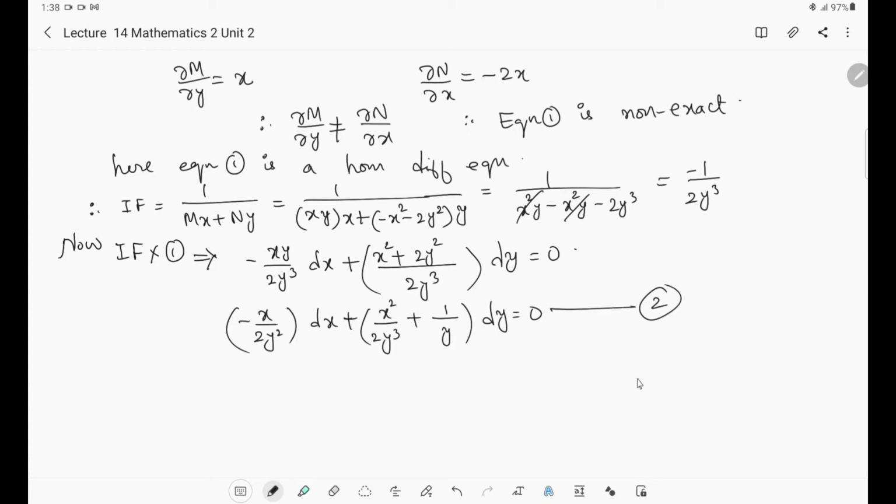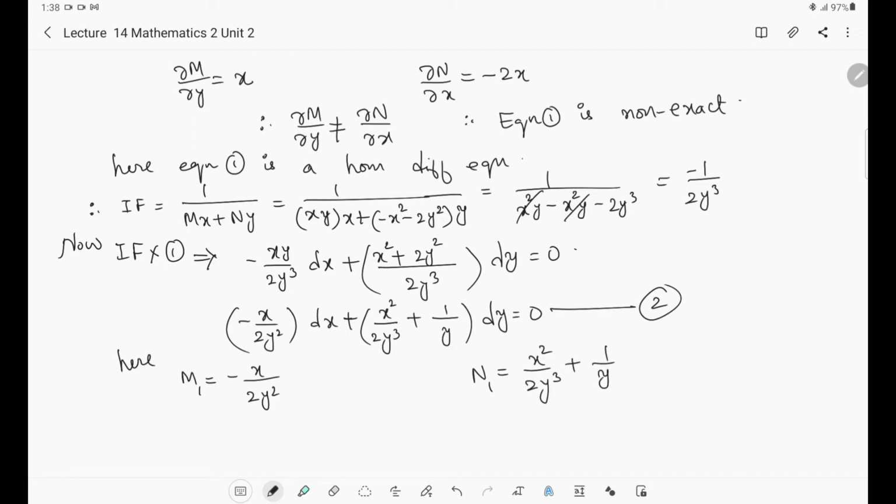Now our claim is, when we multiply a non-exact differential equation with an integrating factor, that will become exact. So this equation we got. Now let us check whether it is exact or not. Here, instead of taking m n again, I will take m1 here. So m1 is given by minus x by 2y square, and n1 is given by x square by 2y cube plus 1 by y.